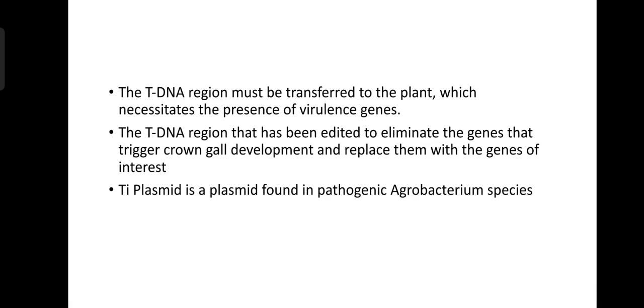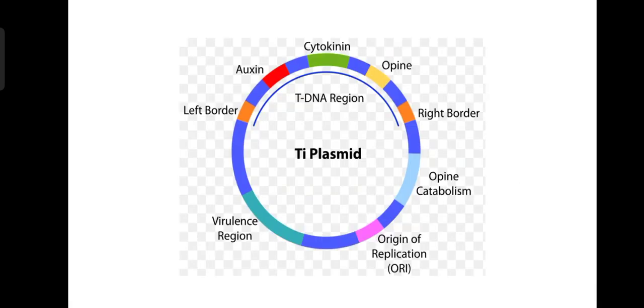Genes in tDNA have plant regulatory sequences such as promoter, enhancer and other regions. The tDNA region must be transferred to the plant, which necessitates the presence of virulence genes. The tDNA region is edited to eliminate the genes that trigger crown gall development and replace them with the genes of interest. Apart from the tDNA region, the Ti plasmid consists of virulence genes that comprise 8 operons, 25 genes catalyzing the transfer of tDNA from Agrobacterium inside the plant genome.